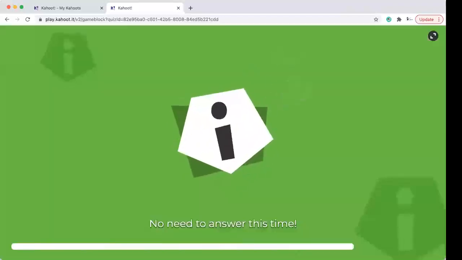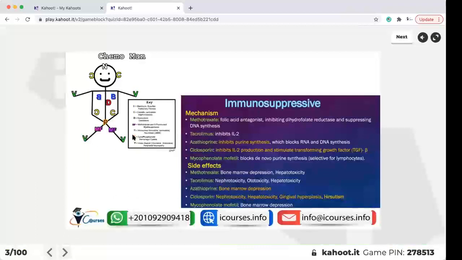Okay, so do you remember this nice guy from the uveitis lecture? It is the chemoman. Chemoman is a nice way to remember the side effects of the chemotherapeutic agents. So what is the B? It is the shape of the lung, and it is for bleomycin. Bleomycin can cause lung problems. It is used in ophthalmology for intralesional injection in basal cell carcinoma, for example.